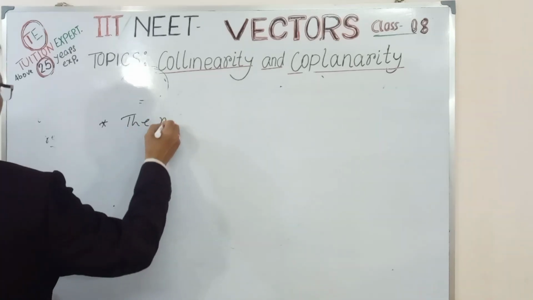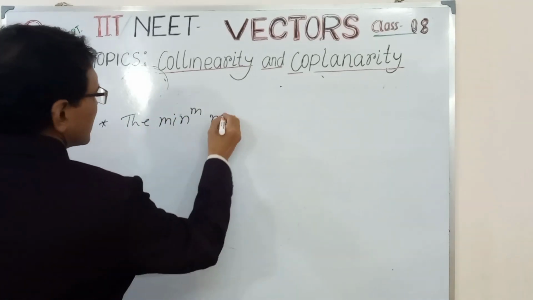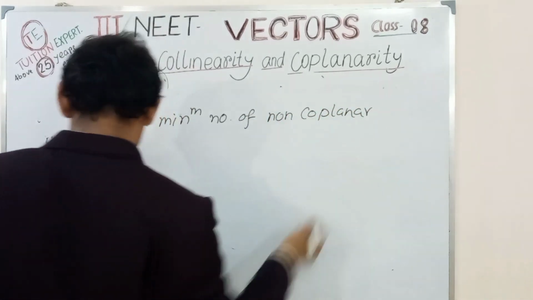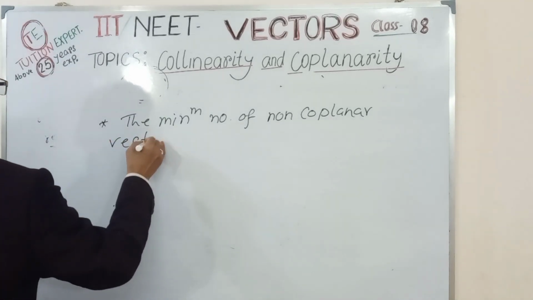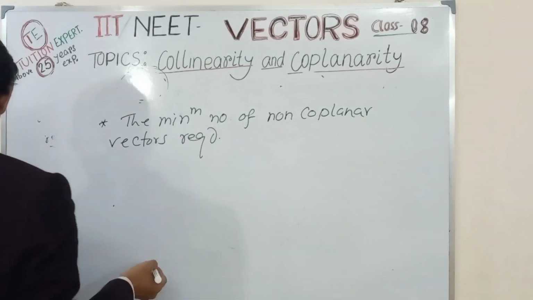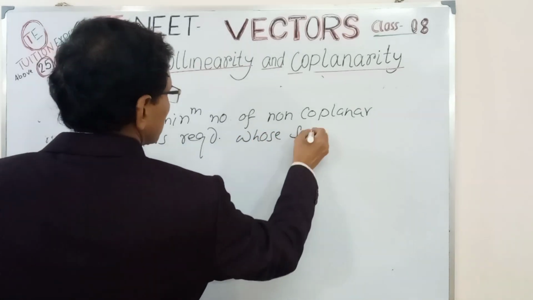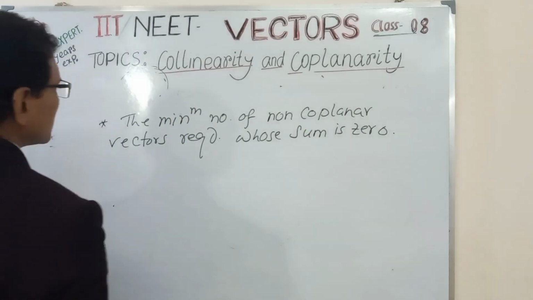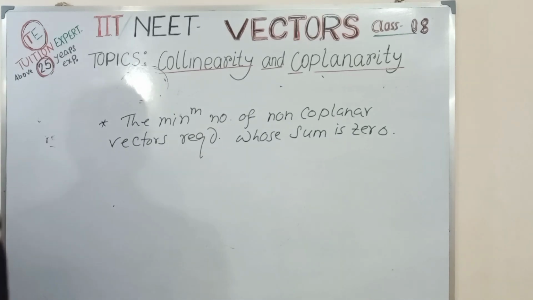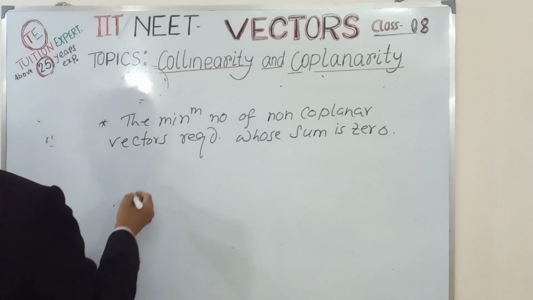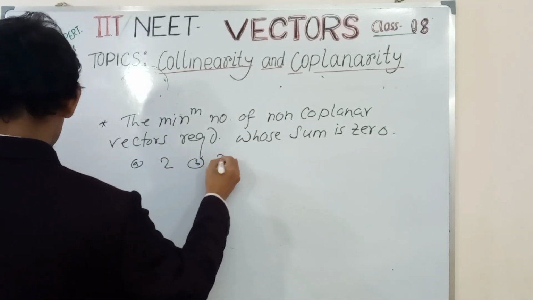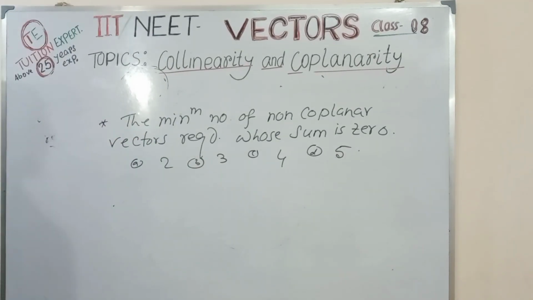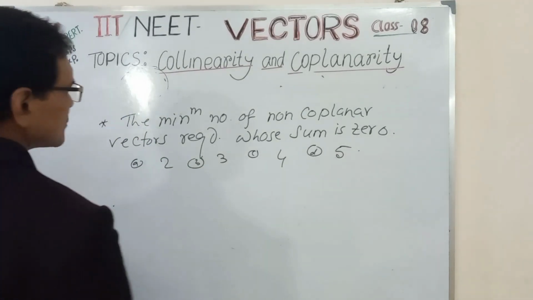Next problem: the minimum number of non-coplanar vectors required whose sum is 0. The options are 2, 3, and so on. The answer will be 4.